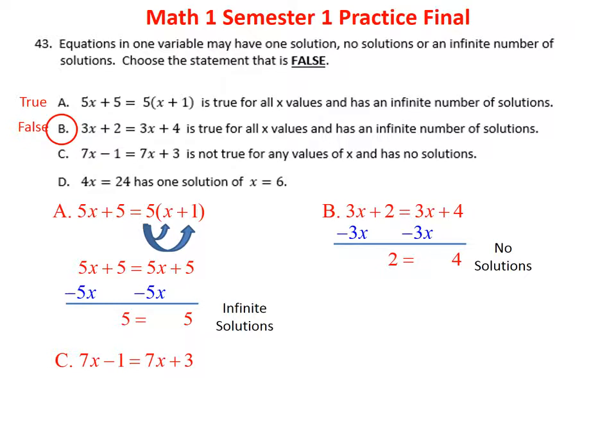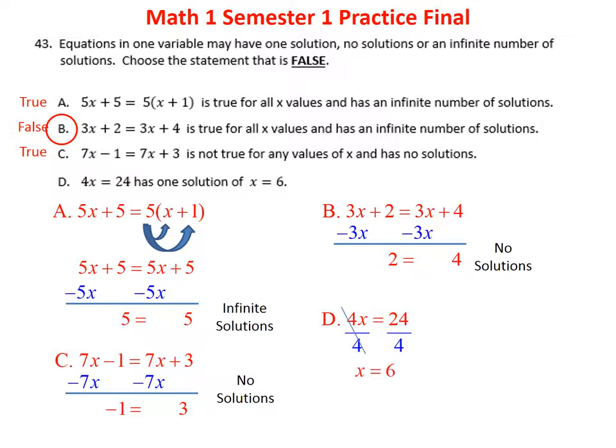If we go ahead and do C and D just to check, notice here if I subtract 7x, I get minus 1 equals 3. Never true, so that's no solution. It says here this is no solution, so the statement is true. And finally, D, 4x equals 24. If I divide both sides by 4, I get x equals 6. It has one solution. So D is true as well. Okay, our answer for 43 was B.